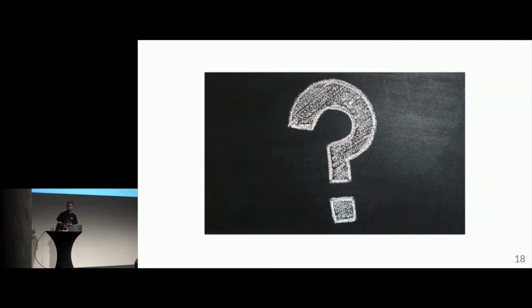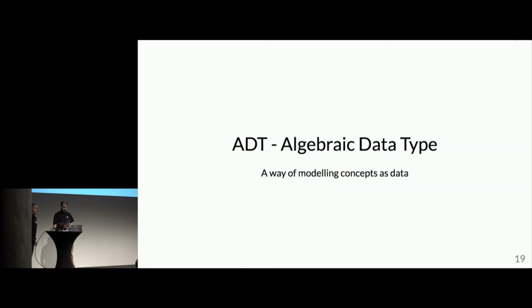Okay, great. So now we have a way of accessing data for our system. We need a way of interrogating it with simple questions. And in order to do that, we're going to build what's known as an algebraic data type, or an ADT. So what's an ADT? At a very high level, conceptually, it's just a way of modeling concepts in the system as data. As I said, that's pretty abstract. So let's take a concrete example.